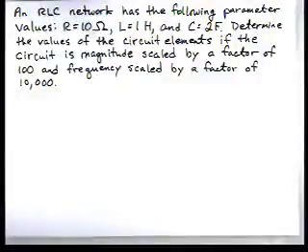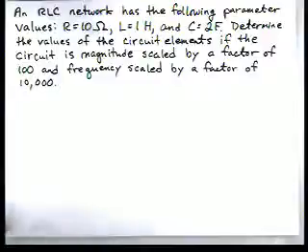In this problem, we're given an RLC network with the following parameter values: R equals 10 ohms, L equals 1 henry, and C equals 2 farads. Determine the values of the circuit elements if the circuit is magnitude scaled by a factor of 100 and frequency scaled by a factor of 10,000.